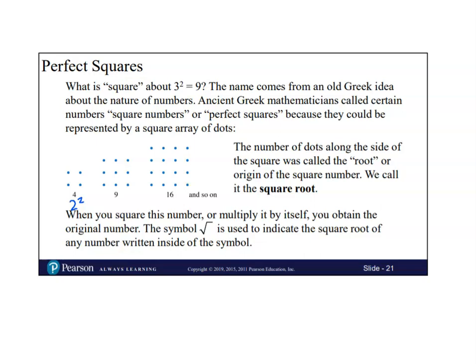9, we've got 3 rows of 3, which would be 3 squared. 16, we've got 4 rows of 4, which would be 4 squared. When you square the number, or multiply it by itself, you can obtain the original number. The square root symbol is used to indicate the square root of any number written inside the symbol.